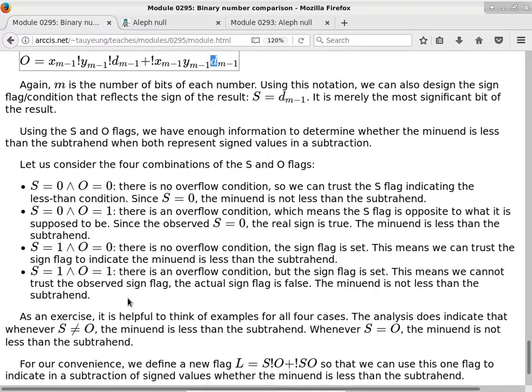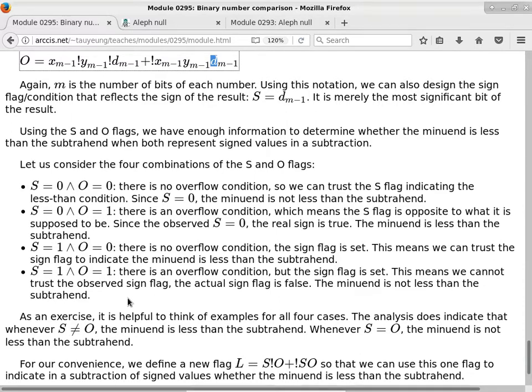Okay? The second one is when the sign flag is a 0, but the overflow flag is a 1, indicating that the sign flag being a 0 is wrong. If the sign flag being a 0 is wrong, it means it is supposed to be a 1. So when the sign flag is a 1, it means the minuend is less than the subtrahend when you interpret it in a signed way. So that's why in this case we want to conclude that the minuend is less than the subtrahend.